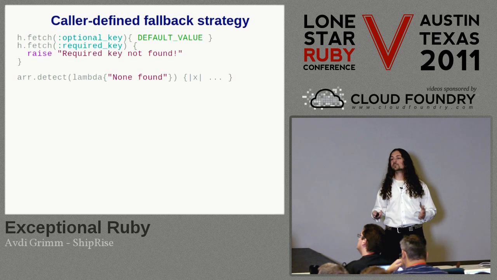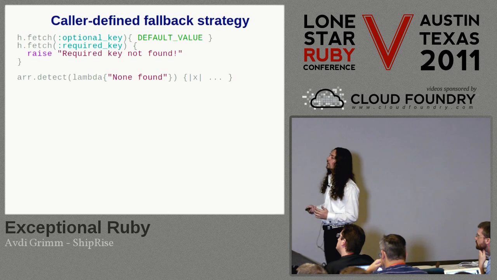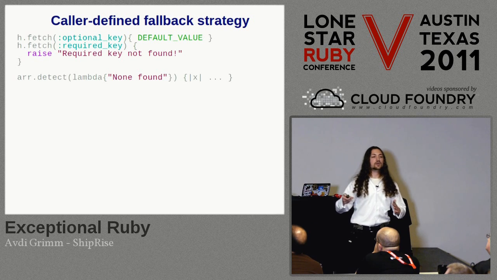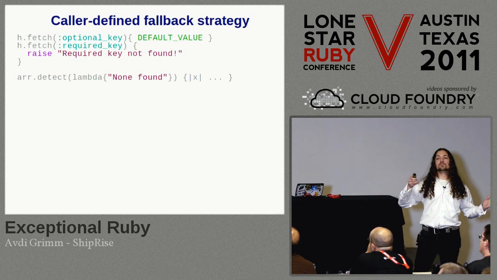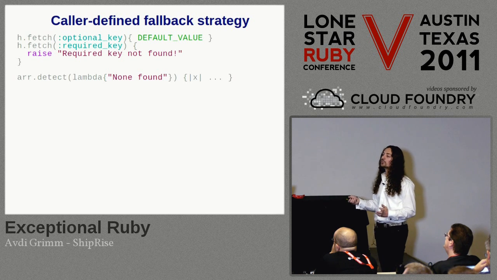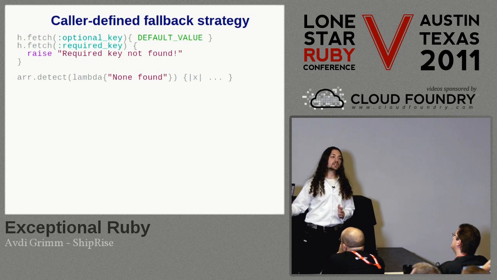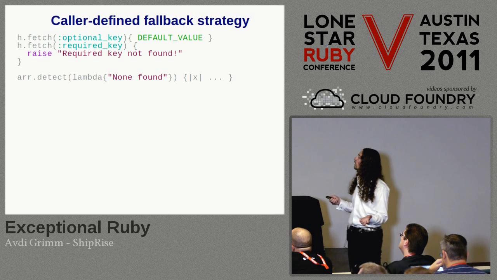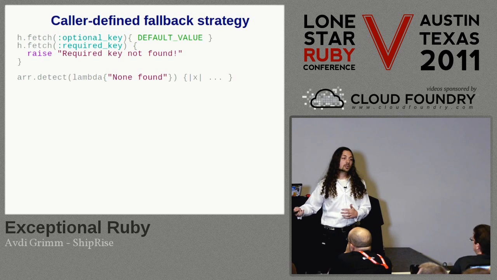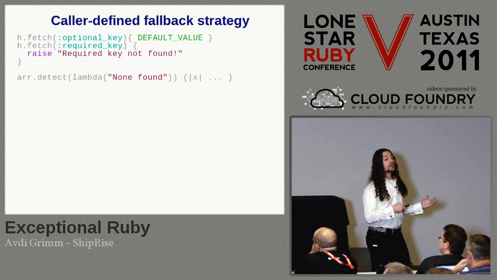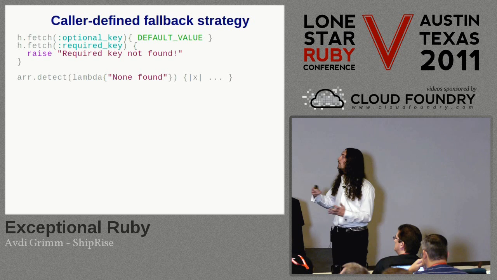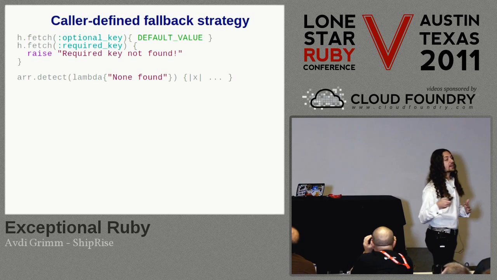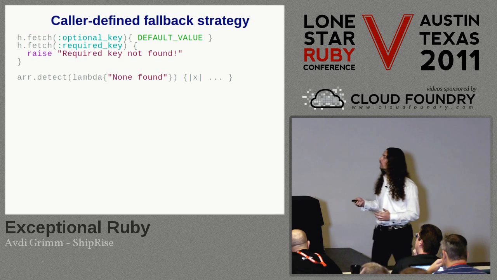You can see an example of this in Ruby standard libraries. Most of the standard collection classes implement a fetch method, which will fetch a value at a given key. But you can supply a block to it, which will specify what to do if the key is not found. So for some keys, for optional keys, you might just substitute a default value. For required keys, you might raise an exception there. And this is what I think of as a caller-defined fallback strategy. And it allows the caller to make that call of what is exceptional, what isn't.